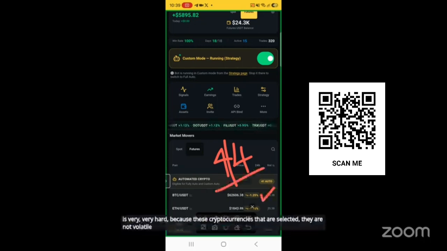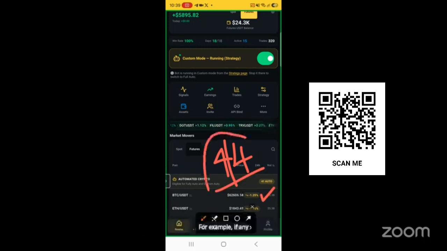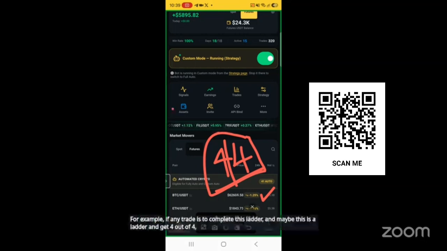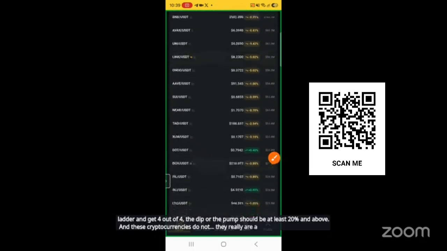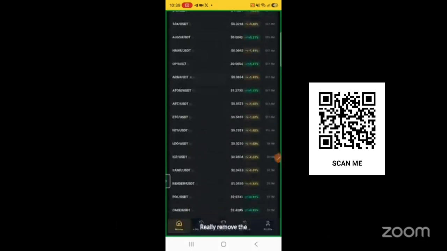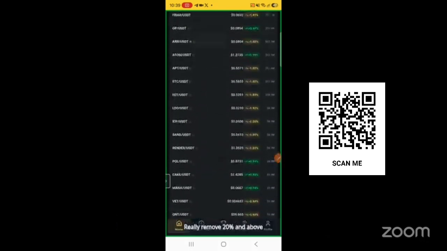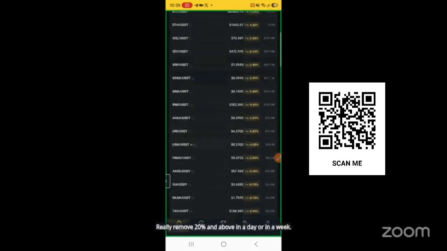They are not, because for example, if any trade is to complete this ladder and get 4 out of 4, the dip or the pump should be at least 20% and above. And these cryptocurrencies rarely move that percentage. They rarely move 20% and above in a day or in a week. They very rarely move 20% and above.